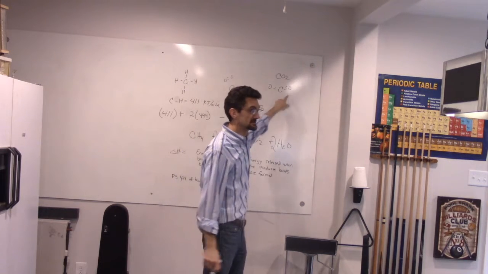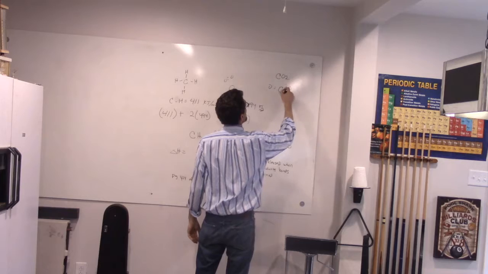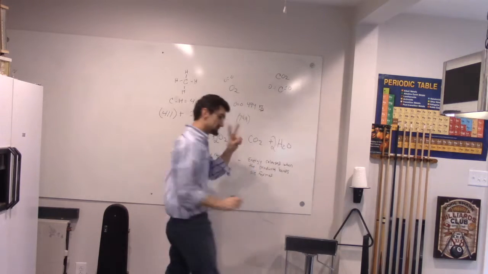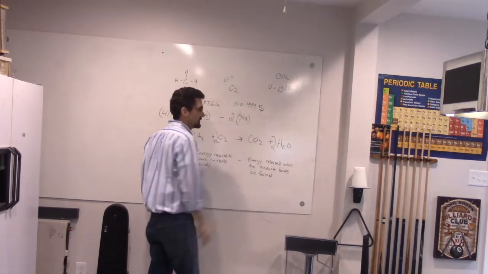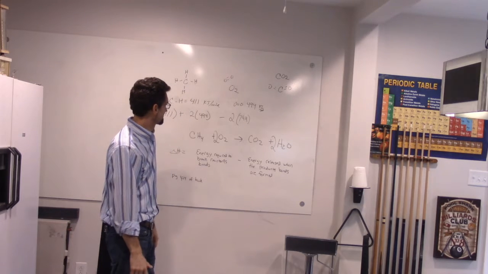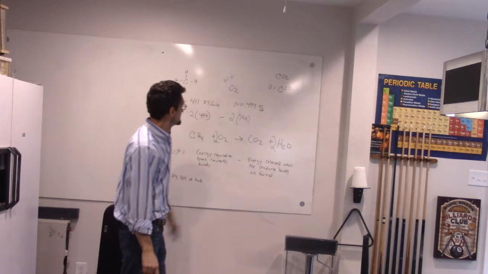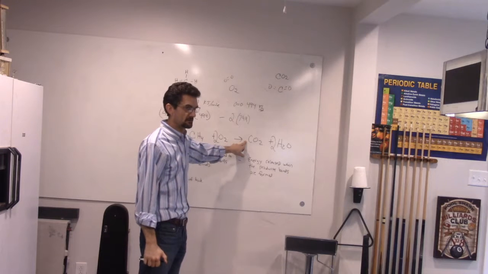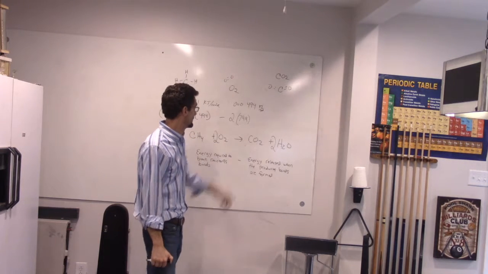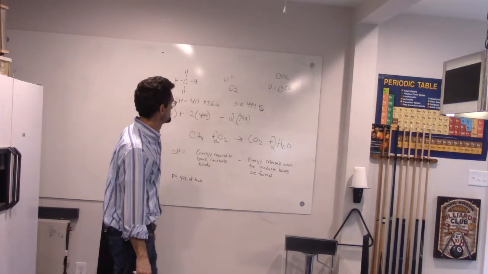1, 2. C double bond O. We got 1 C double bond O here. We have another one right here. So it's 2 multiplied by 799. So that takes care of our CO2. 1,598.